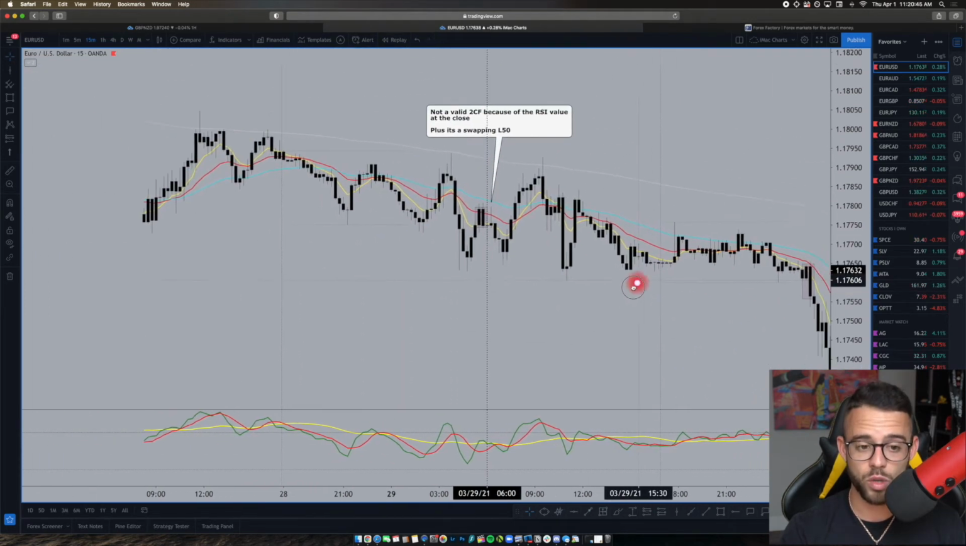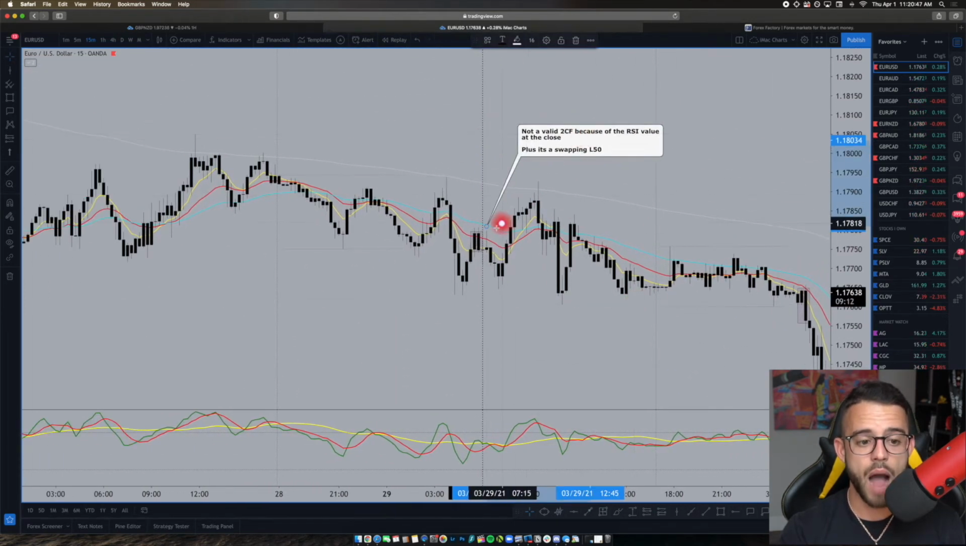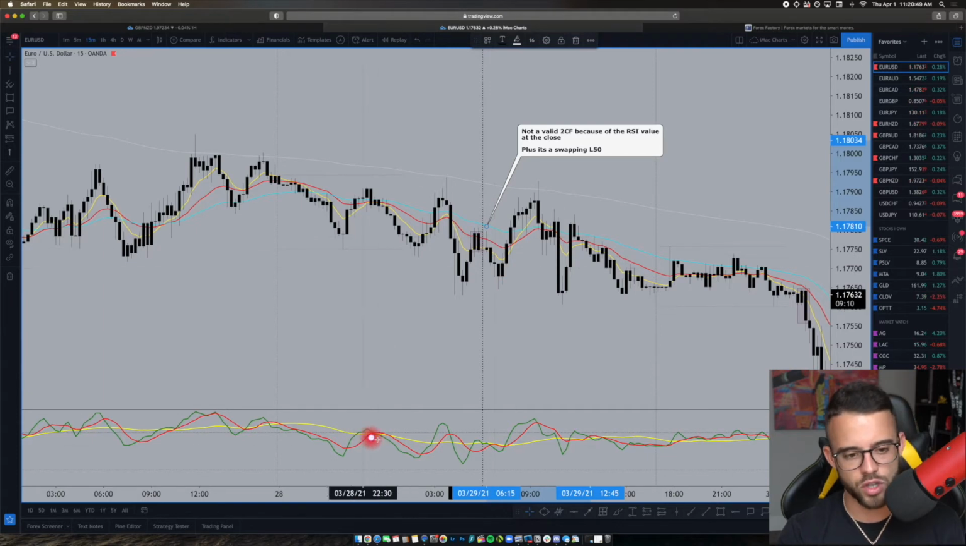The day before that, which was Monday, you can see I have it marked up. I was looking for shorts again here. TDI is starting to fall.